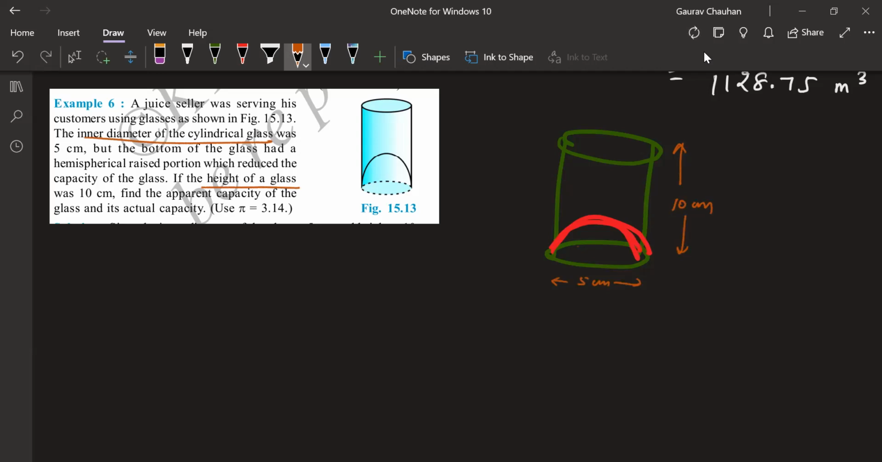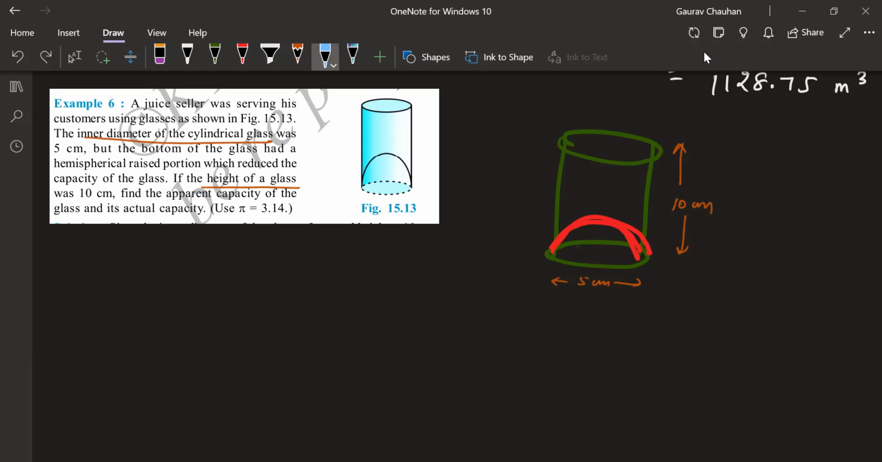Any questions? Now, coming to the question, what are they asking? They're asking us the apparent capacity and its actual capacity. Remember when we were doing the explanation, we used the word looks like. The glass looks like a cylinder. Apparent basically means how it looks. So apparent capacity means the volume of the cylinder, what you will think its volume is by looking at it. And actual capacity is what its capacity will be after knowing that the hemisphere has been subtracted.